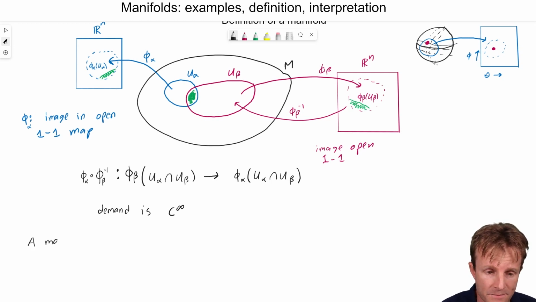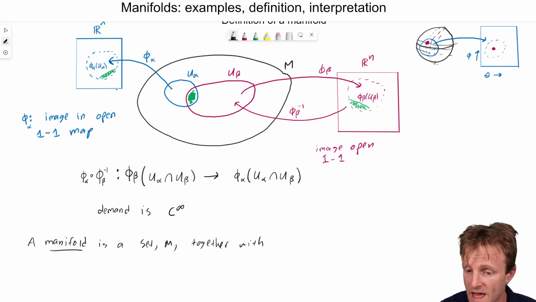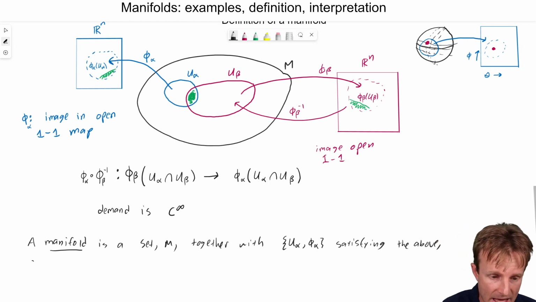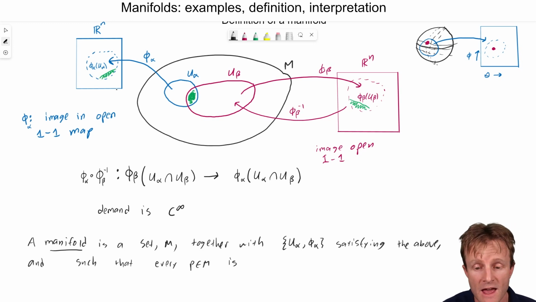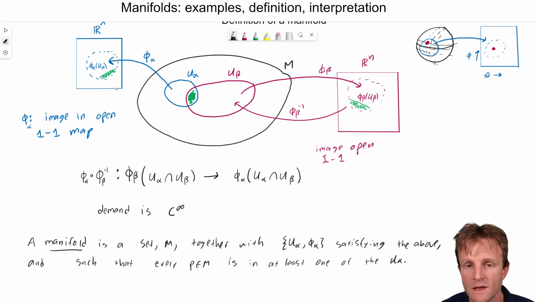Let me write it out. A manifold is a set M together with a bunch of pairs of subsets U alpha and maps phi alpha satisfying all the above conditions and such that every point P on the set M is in at least one of the U alpha. Now some authors also add a condition that this so-called atlas be maximal.